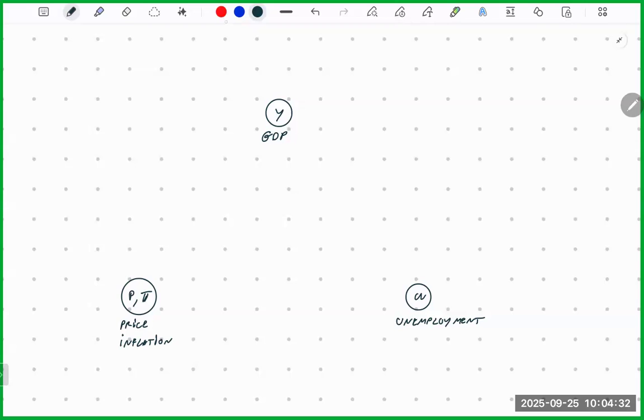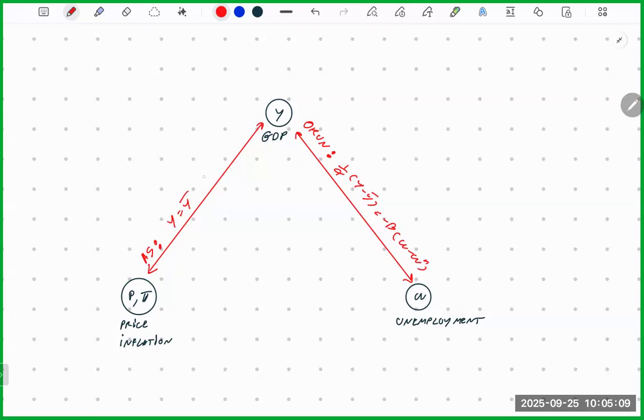Okay, and then to explain the relationship between Y and U, we can use Okun's law, which is the equation 1 over alpha (Y minus Y bar) equal to minus beta (U minus Un). Okun's law can explain this part. And then to explain the relationship between GDP Y and price, we have the aggregate supply equation, which is Y equal to Y bar plus alpha (P minus EP).